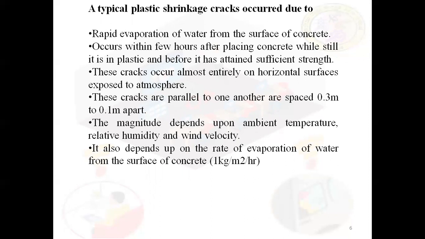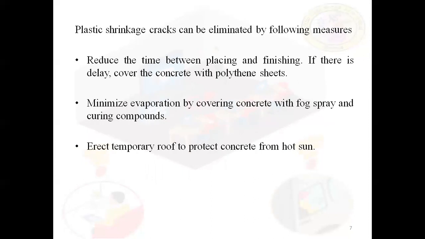Generally these cracks are horizontal on the surface and almost parallel. Generally the spacing is between 0.1 meter and 0.3 meter, and it depends on the rate of evaporation of water from the surface of the concrete. Next, coming to the elimination of this plastic shrinkage, we just have to cover the surface. That means you have to avoid the evaporation of the bleeding water from the surface.